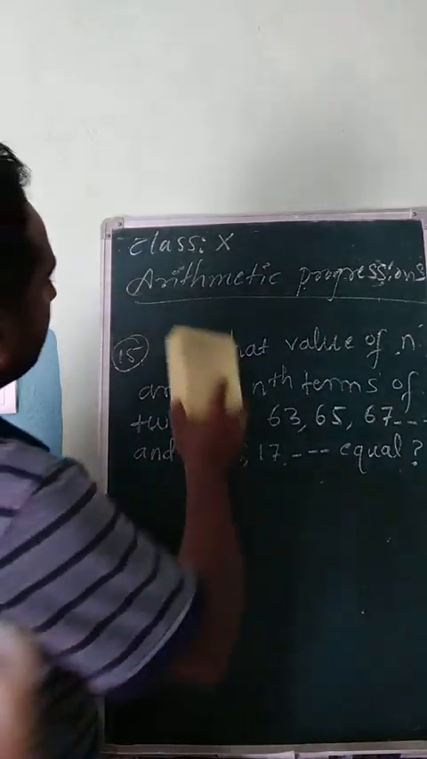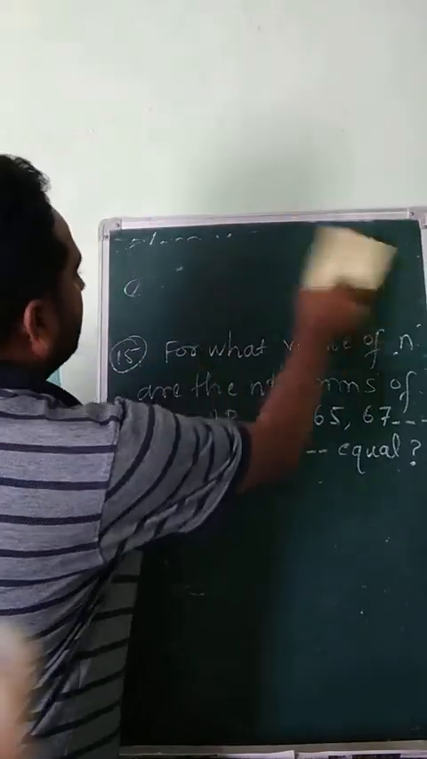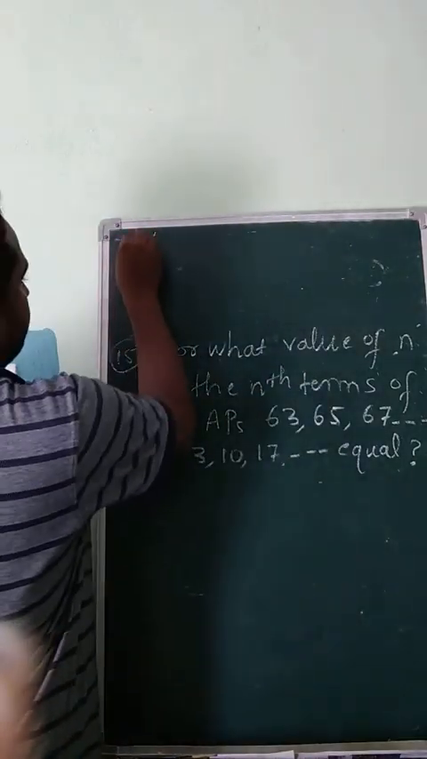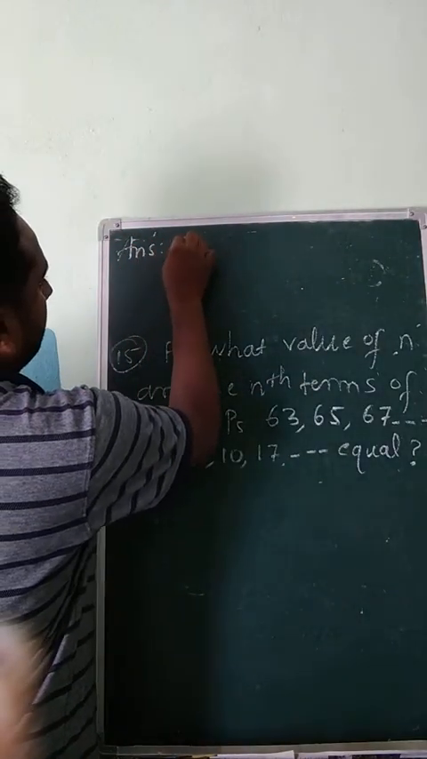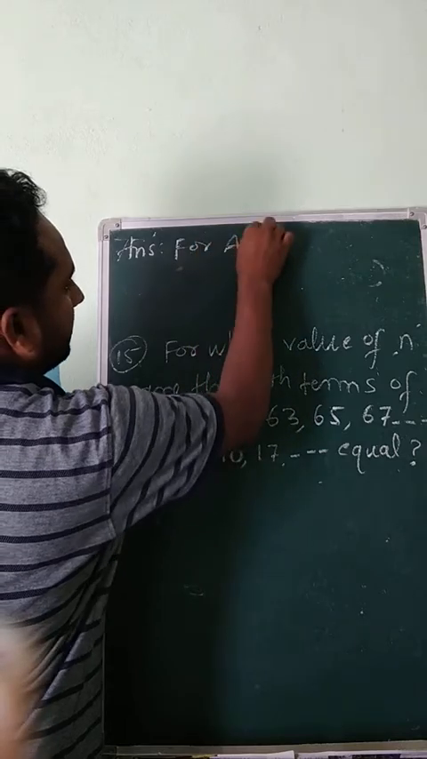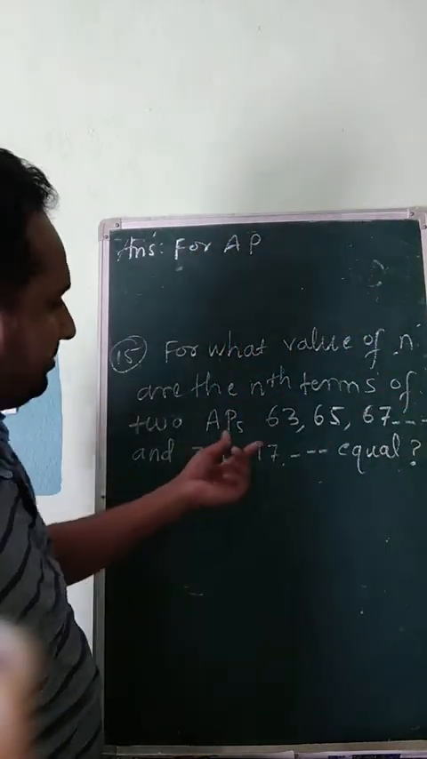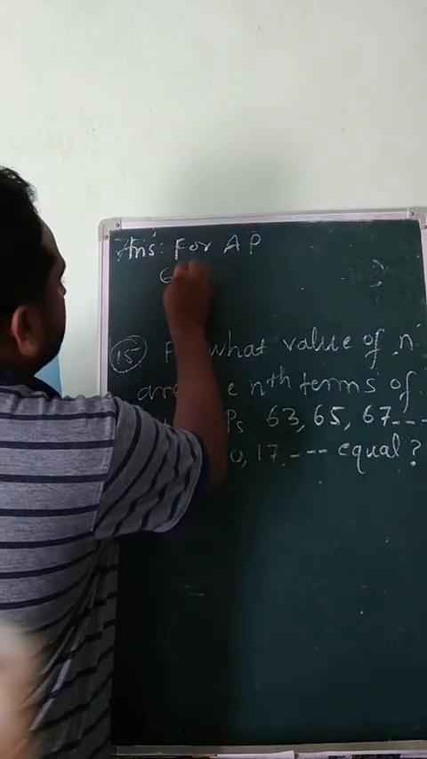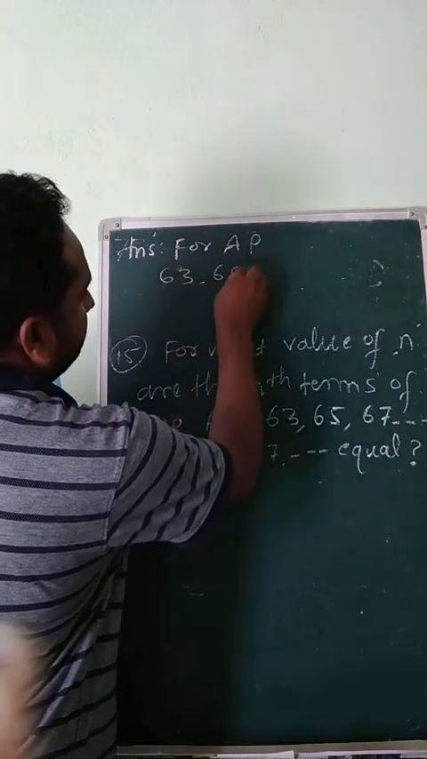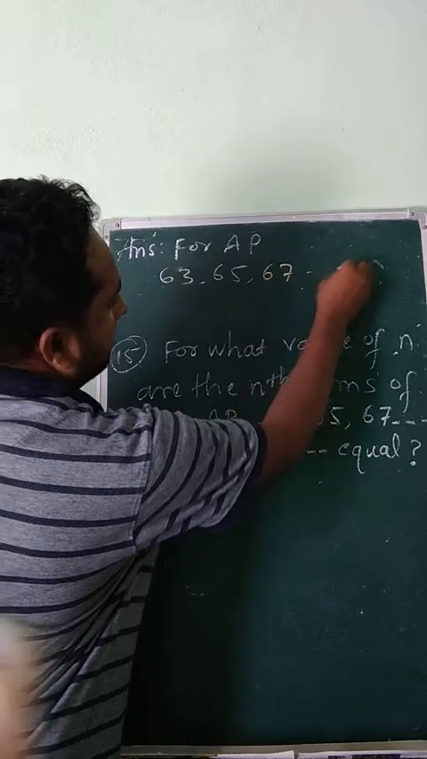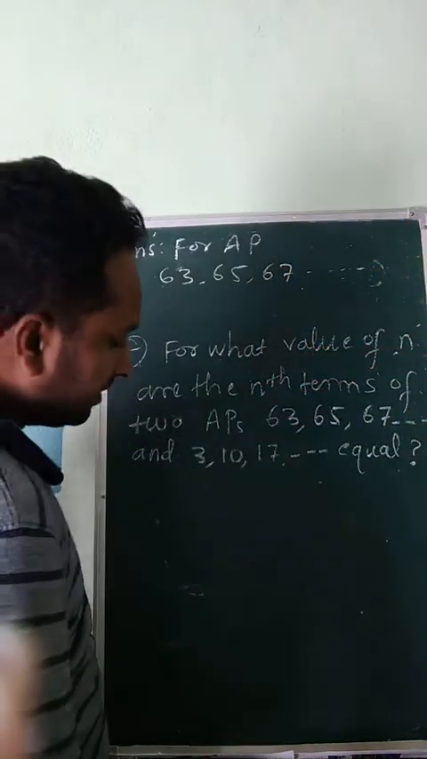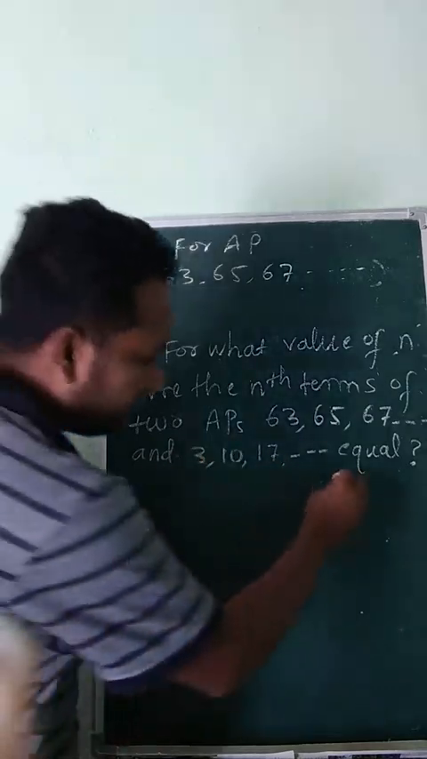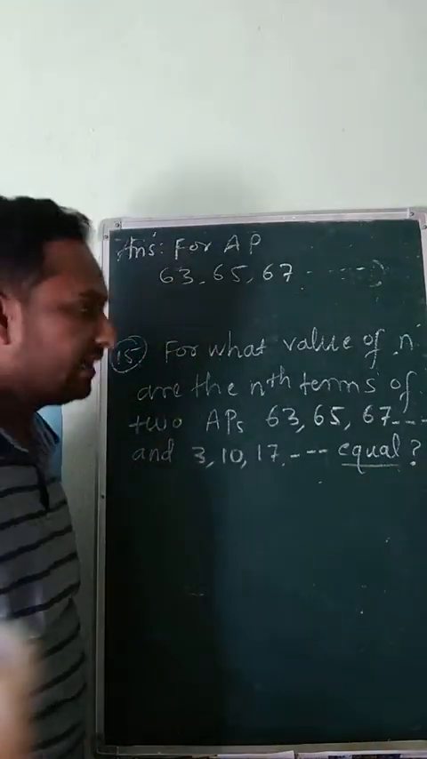Now see, first you have to write the given APs one by one. Now take the first AP here, which is 63, 65, 67, and so on. Clear? They have given that the nth terms of both APs are equal.